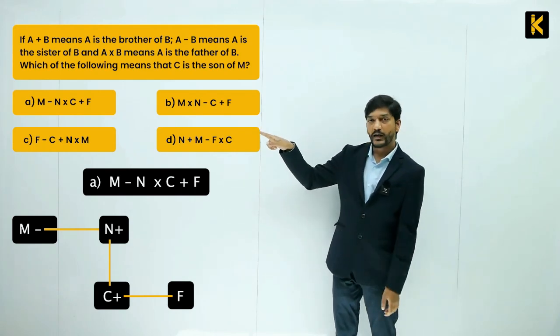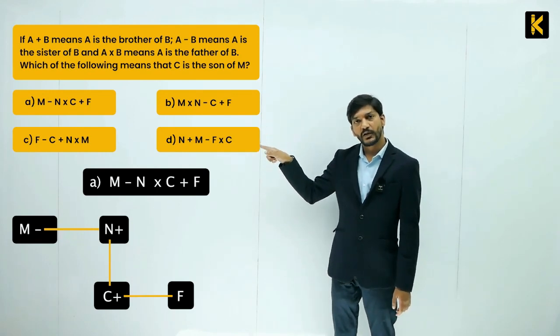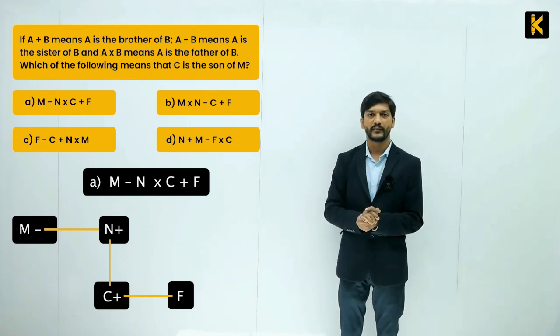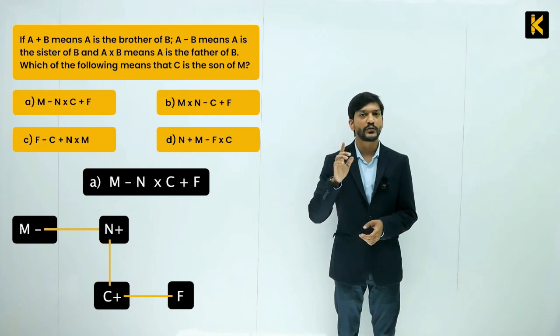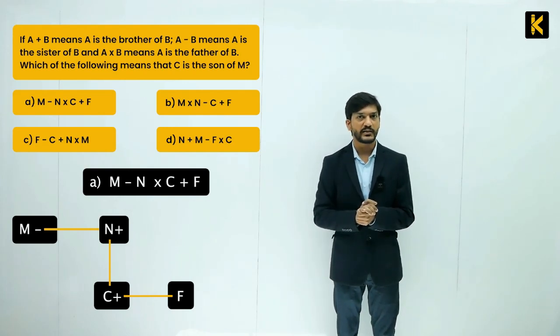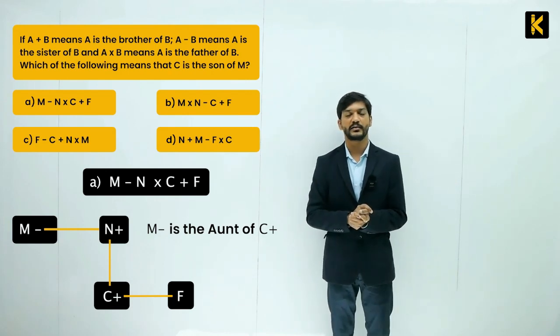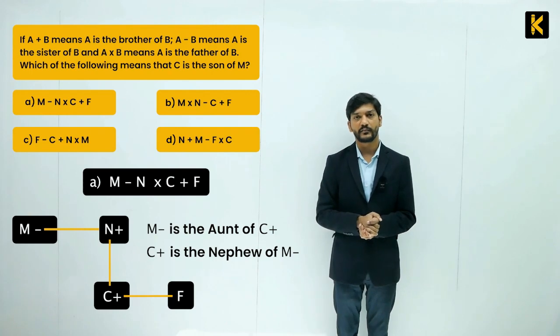So, for M, you think, N is the brother and the brother's son is C. So that means the relation between C and M is what? You will say that, sir, M minus is the aunt of C plus, and C is the nephew of M.